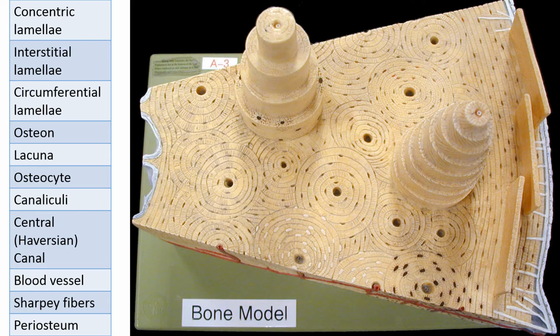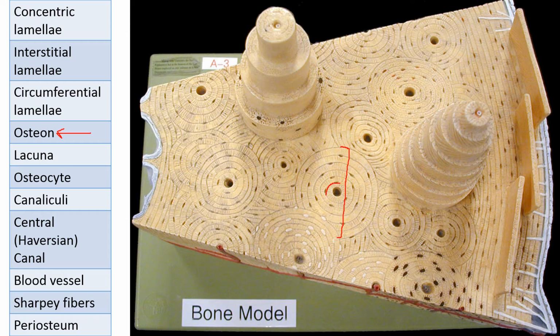Here's another model of the bone. And the first thing I want you to notice is all the different types of lamellae that we have here. Here are the ones that we saw on the last model. Altogether, this whole unit is called an osteon. And the osteon is made up of concentric lamellae.